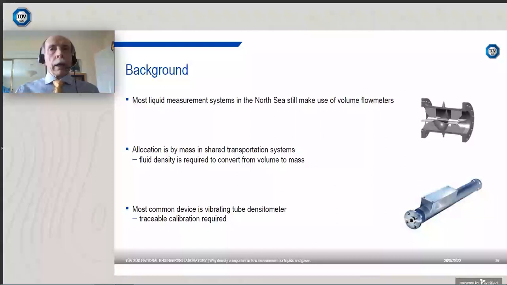Now, in the North Sea, it is changing, but until relatively recently, a significant number of the liquid measurement systems used volumetric flow meters, typically turbine flow meters. Allocation is by mass in the shared transportation systems, and the reporting, as we saw on the previous slide, is by mass. So the fluid density, therefore, is required to convert from volume to mass. And the most common way of doing that is an online vibrating tube densitometer. Traceable calibration of it is therefore required because it's forming part of that complete measurement chain.